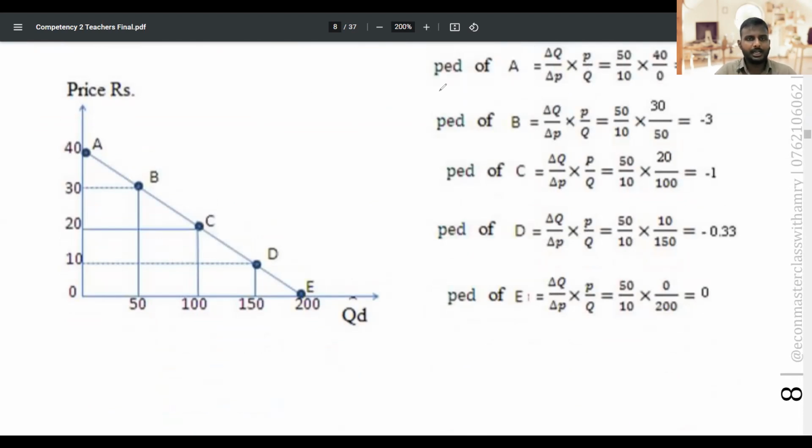If you take elasticity and if you take a linear demand curve, in this demand curve, there is one point where the consumer's expenditure is at its highest. That is at which point? A or B or C or D or E? Which point? Consumer's expenditure is at its highest.